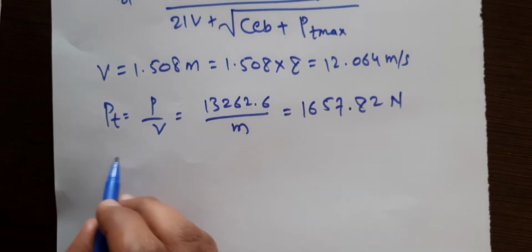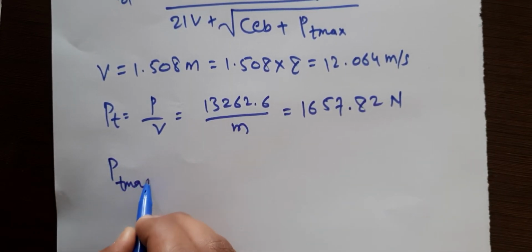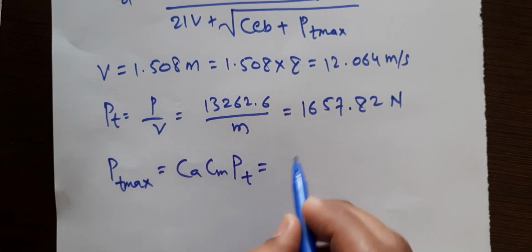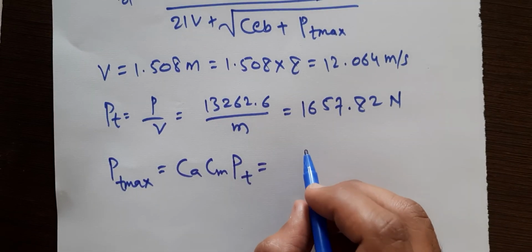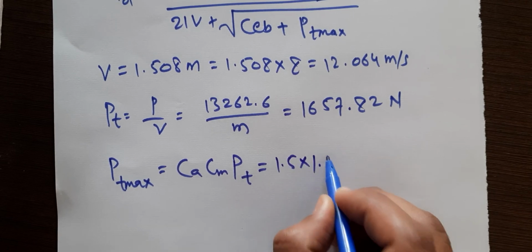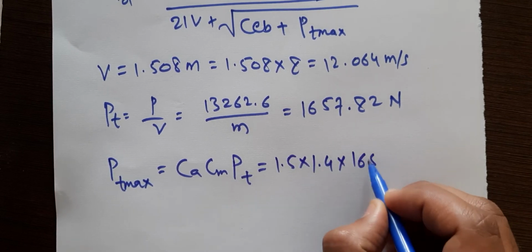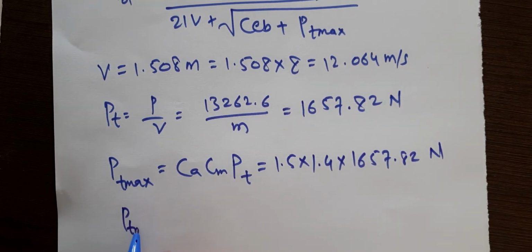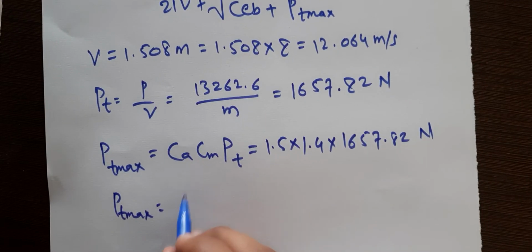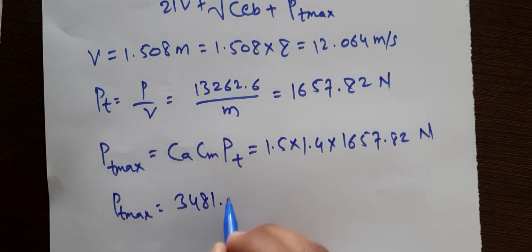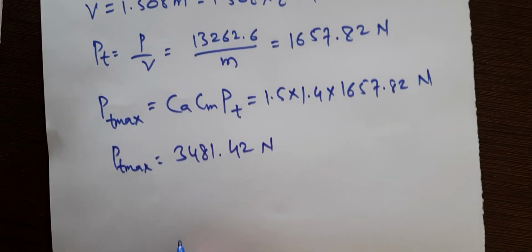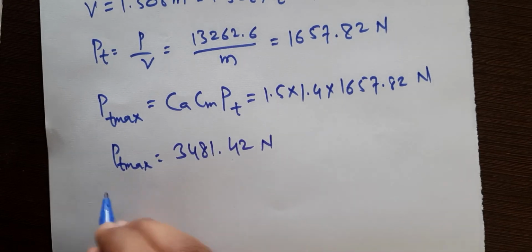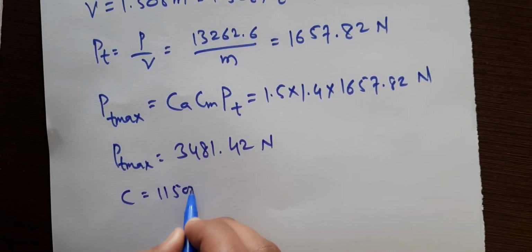Then PT max is equal to CA, CM, PT. So here PT max we will get 1.5 into 1.4 into PT Newton, so we will get PT max as 3481.42 Newton. Then C is same for steel gear and steel pinion. C is equal to 11500.